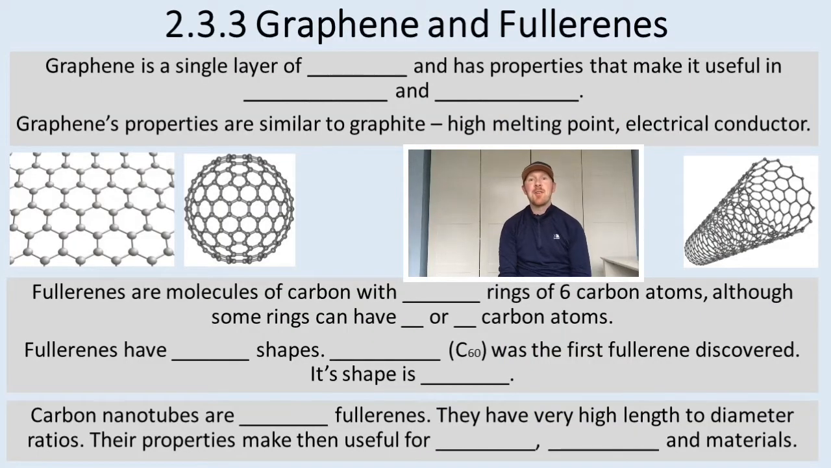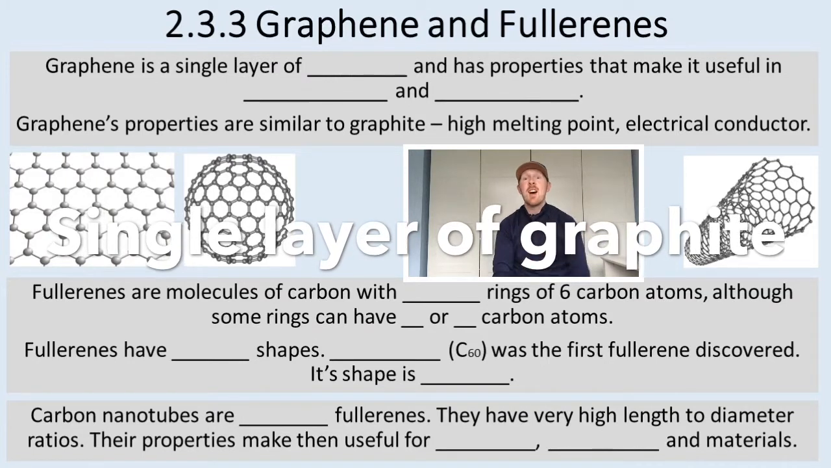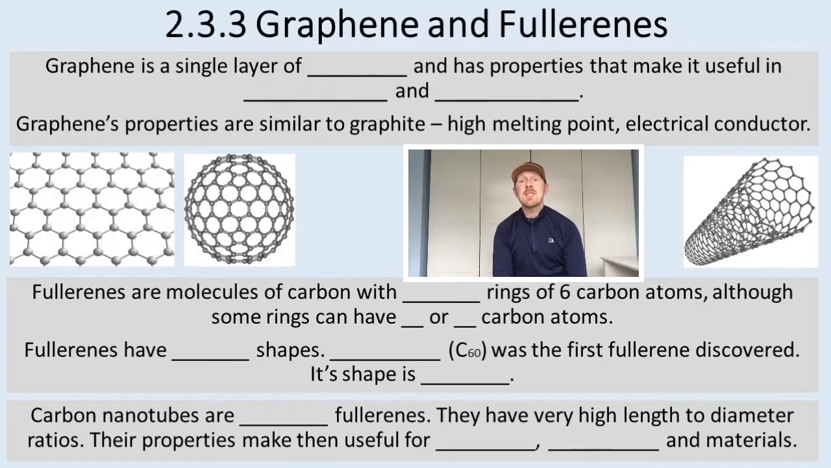Graphene and Fullerenes. So imagine we've got graphite, but imagine if we just take a single layer of graphite. That's what graphene is. Graphene is a single layer of graphite. That means it's got the same properties as graphite. It means it's really hard because it's made up of carbon atoms that are bonded together. And remember those hexagonal rings that are connected together. Also means it can conduct because it's got delocalized electrons.